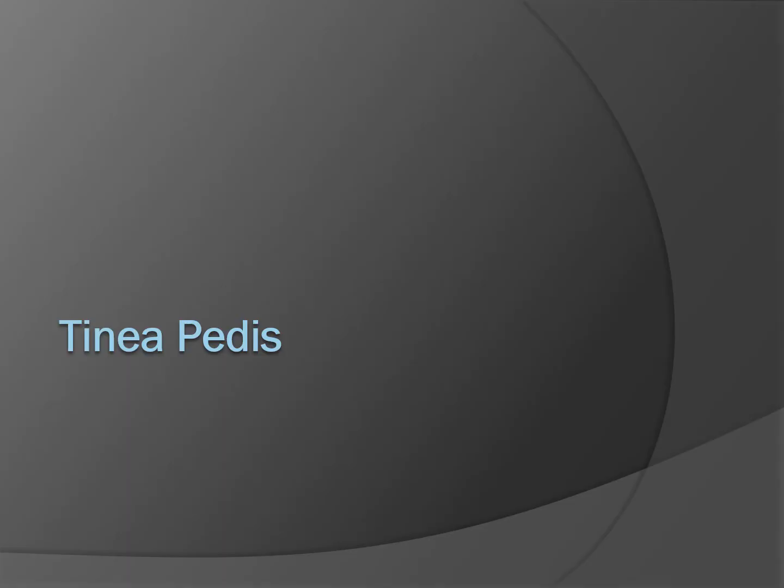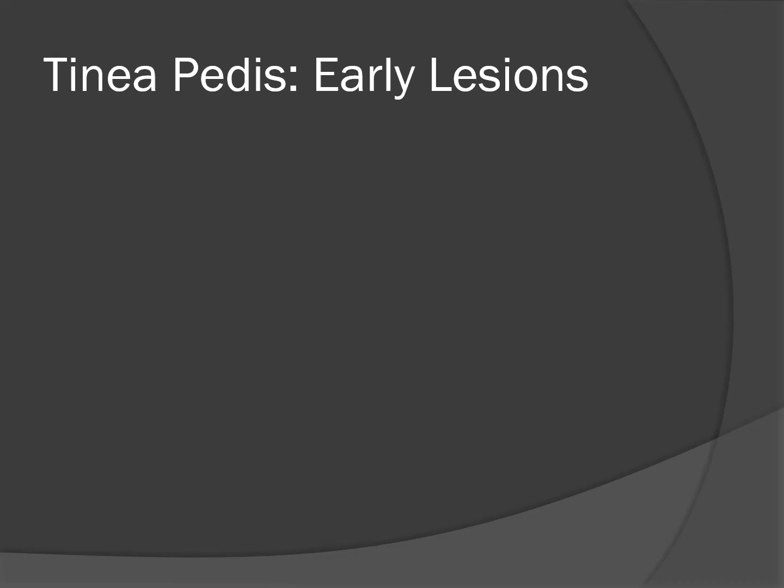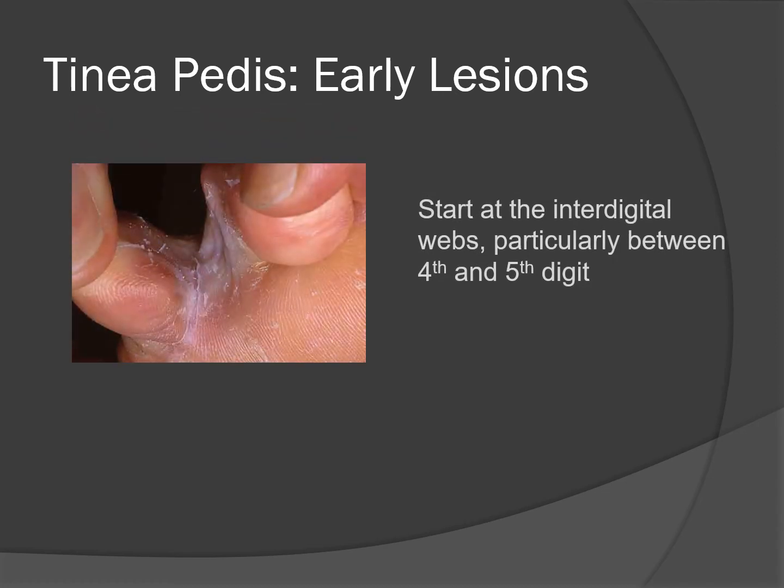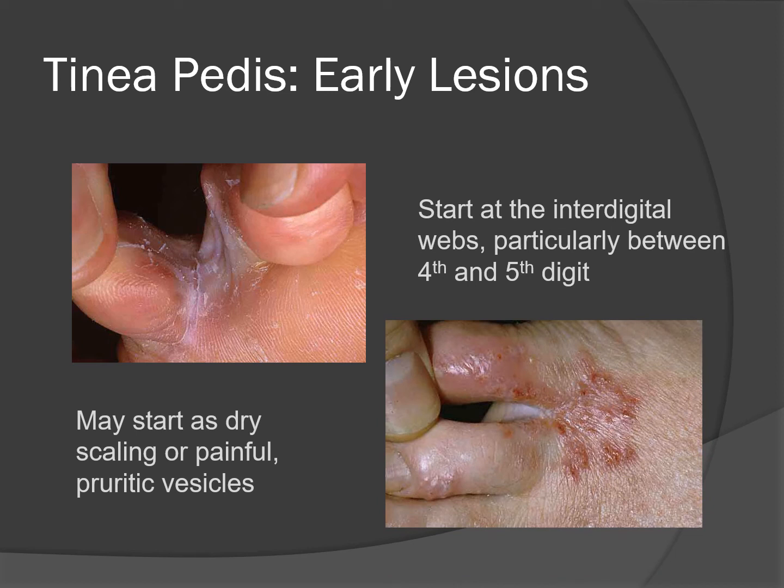Now let's go to Tinea Pedis. Tinea Pedis, also known as alipunga or athlete's foot, usually starts at the interdigital webs, particularly between the 4th and the 5th digit. And depending on the type of fungus that invades the skin of the feet, the lesions can start as either dry scales, as seen in the picture up top, or as painful pruritic vesicles, as seen in the picture down below.